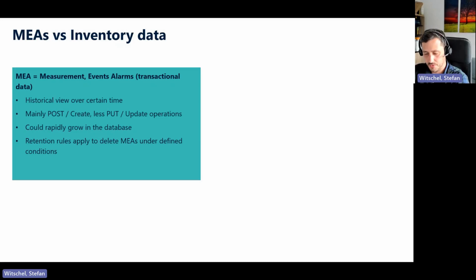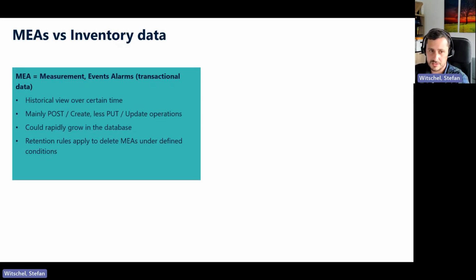For example, if you have a temperature value on a timestamp, you just create it, but you will not update the measurement later. For events, it's kind of different. Of course, you will create a lot of events, but you can also update an event if there's a status that needs to be updated. But again, the main operations on MEARs are create operations.